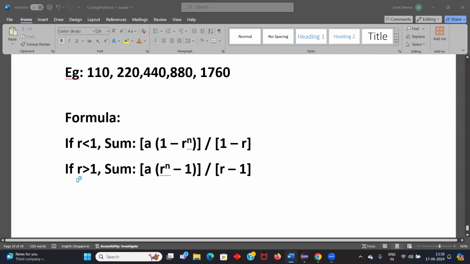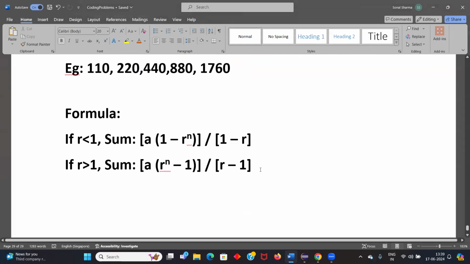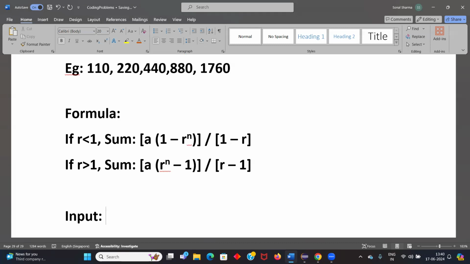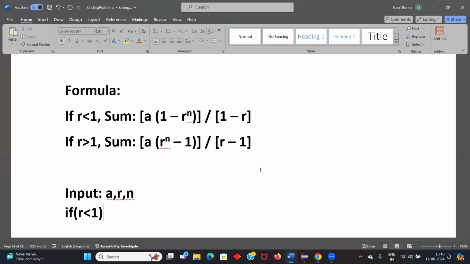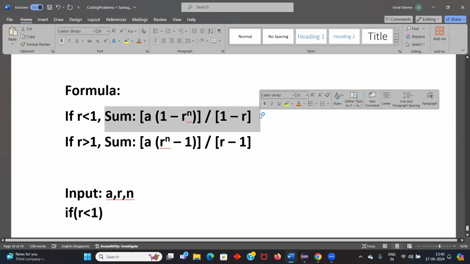And in case R is greater than 1, as in our case, 2 is greater than 1, our sum formula is A into R raised to power n minus 1 divided by R minus 1. So the input from the user here will be the value A, R, and n, the number of terms. And then after taking the input, we will put a condition. If my R is less than 1, then I will use this formula. My sum will be this.